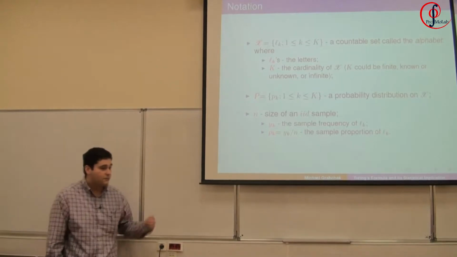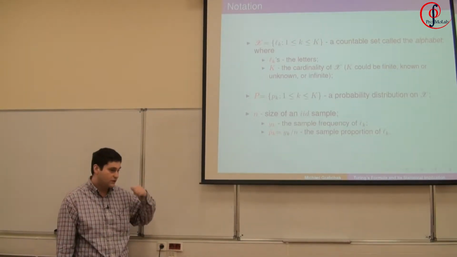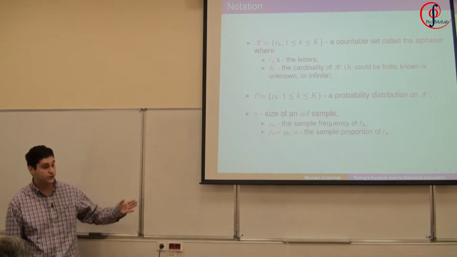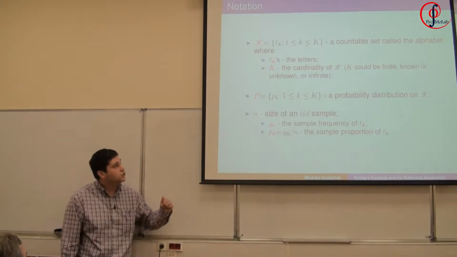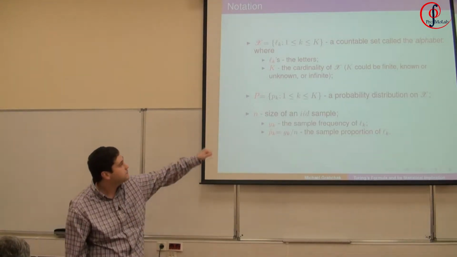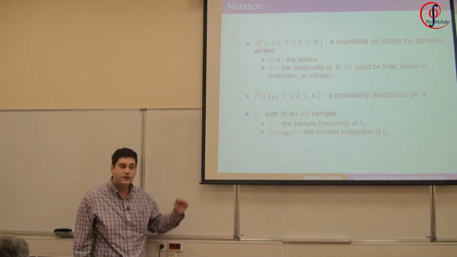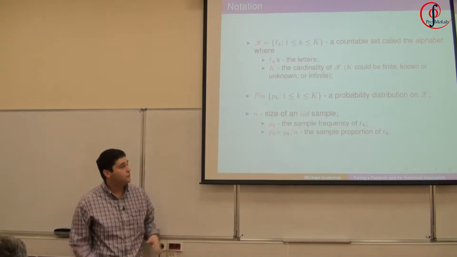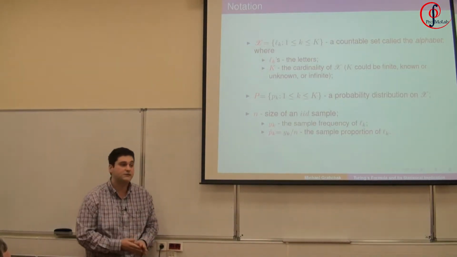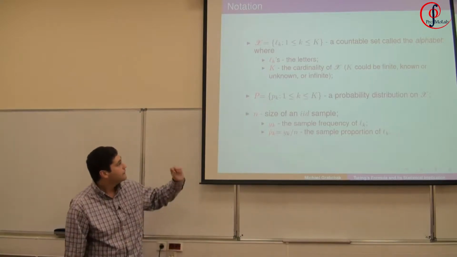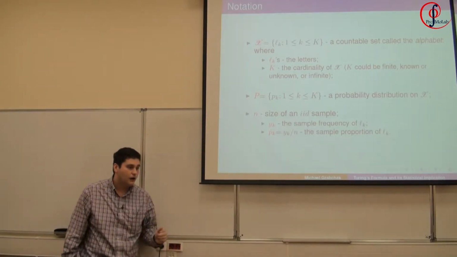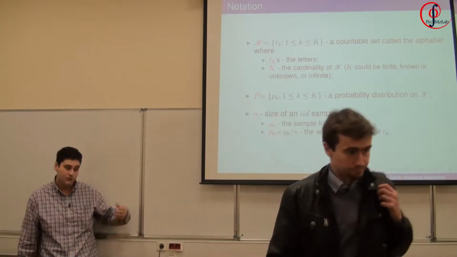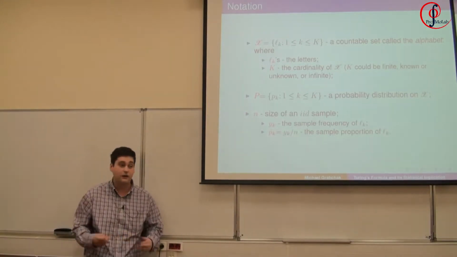So in linguistic applications, the letters tend to be words. In ecological applications, the letters correspond to different species. For each letter, we assume there's some probability distribution. So P is this probability distribution of little pk's, where pk is the probability of observing letter L sub k. And we assume we have some sample from this distribution of letters of size n. One thing to note, of course, about a sample of letters is that they're not random variables, because the values we observe might be species, they might be words, they're not necessarily numbers.